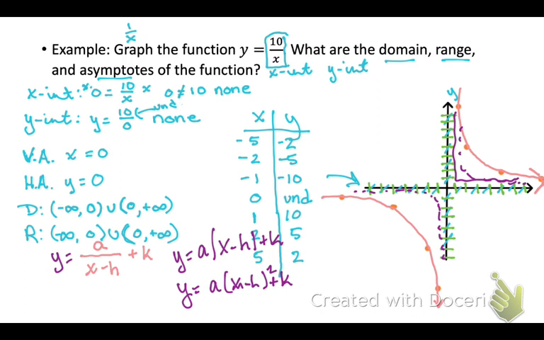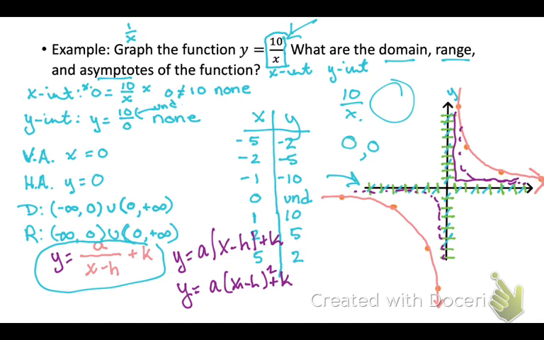Is that it? Do you want to see that a over x minus h? Not yet. We don't have to. But we could. Like, right here I have 10 over x. In 10 over x, what's my k? What's out here? Anything? So it's 0. What's my h? Is there anything? So it's 0, 0, 0.